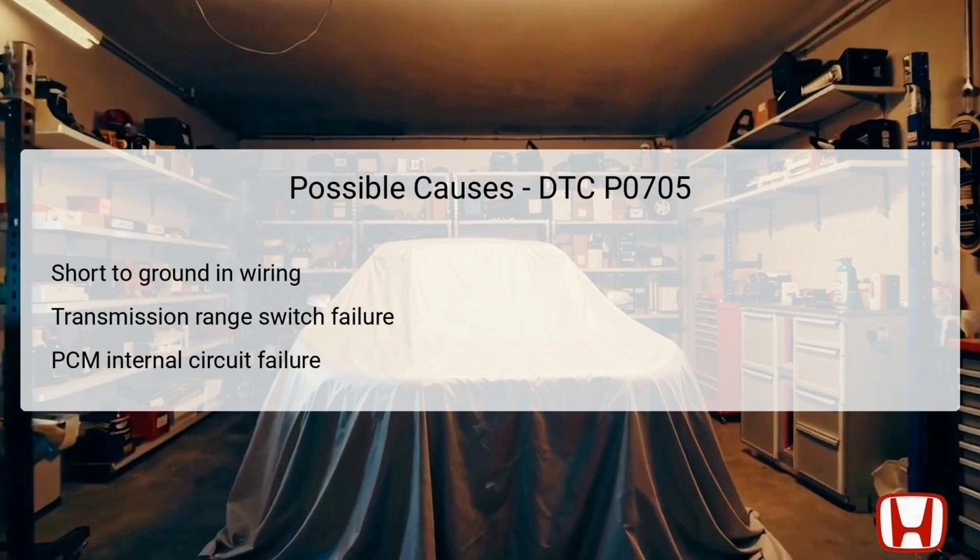The first possible cause of DTC P0705 is a short to ground in the transmission range switch wiring. This may occur due to frayed wires or poor connections, leading to erroneous signals being sent to the PCM. The second cause is a failure of the transmission range switch itself, which may have internal faults preventing it from accurately reporting the position of the shift lever.